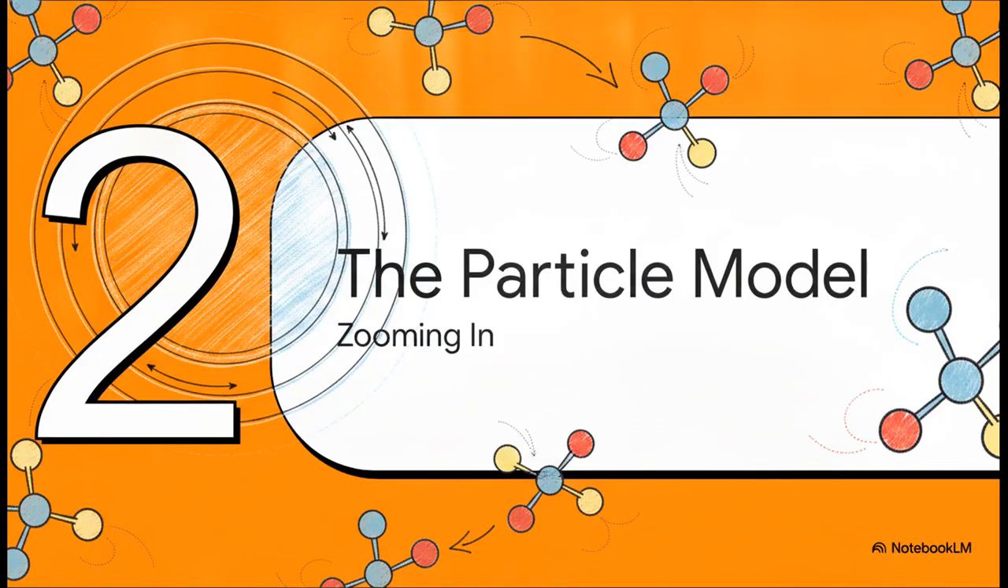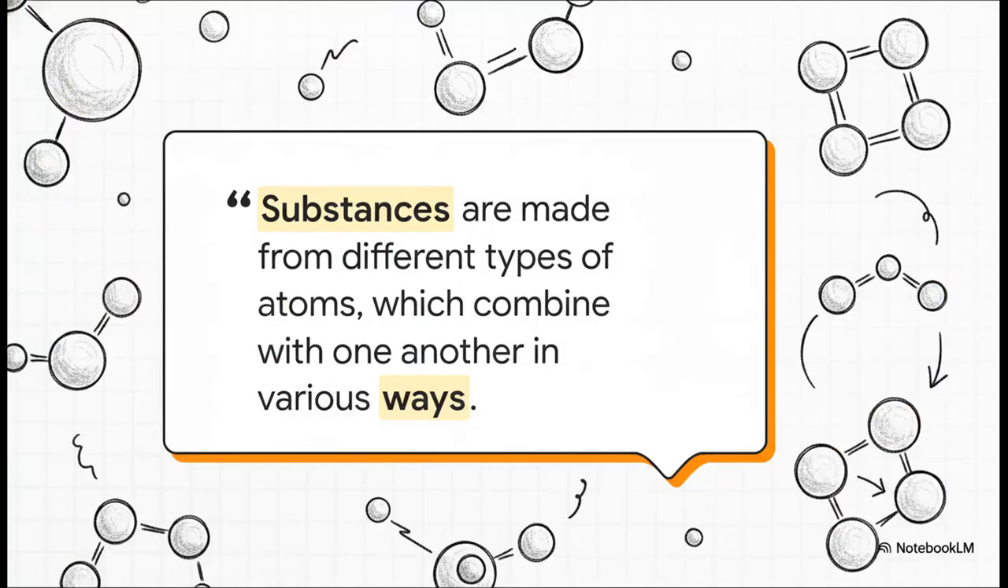Section 2. Meet the particle model. To truly understand the chemical change we just looked at, we honestly can't rely on our eyes. We have to zoom way in. As the Next Generation Science Standards framework lays out for us, substances are made from different types of atoms, which combine with one another in various ways. You can think of atoms like the ultimate cosmic Lego bricks. Every single thing you can see, touch, and feel is just a different combination of these tiny, invisible atomic puzzle pieces.